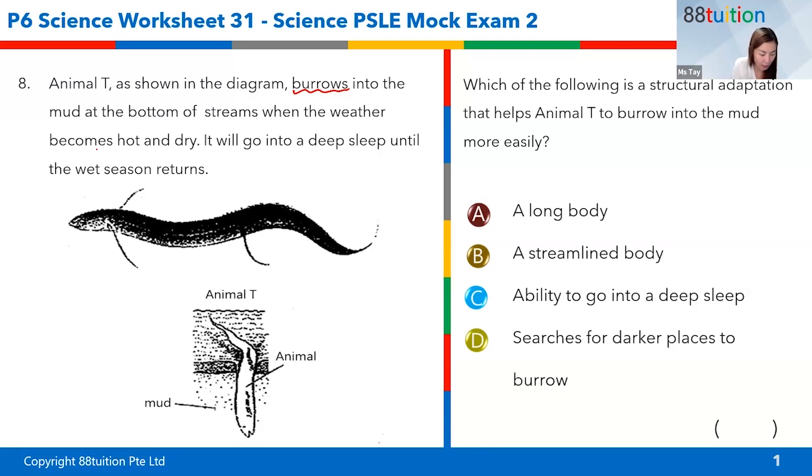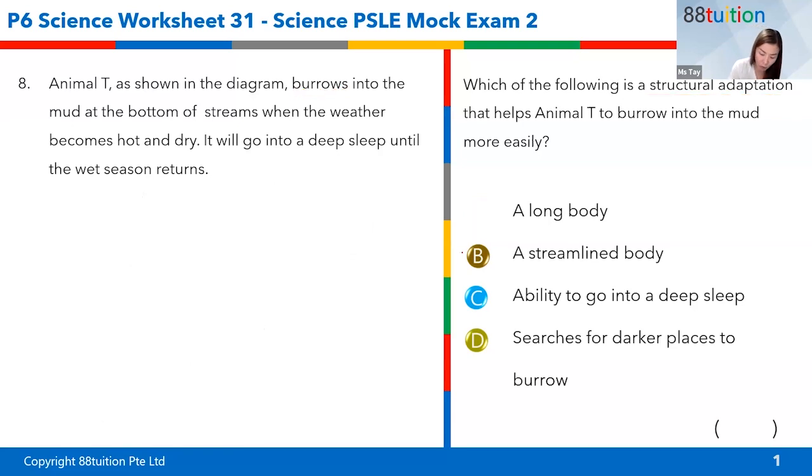What it does is it will burrow into the bottom of streams when the weather becomes hot and dry. So the streams will be dried up, right? Eventually, it will go into deep sleep until the wet season returns. So which structural adaptation helps animal T to burrow? I see that Delia says dig in. Yes, correct. Very good. So Jeremy, type in the answer. Most of you also put in the correct answer. Okay, the answer is B, a streamlined body.